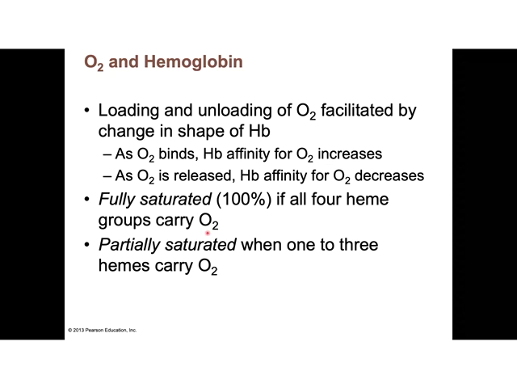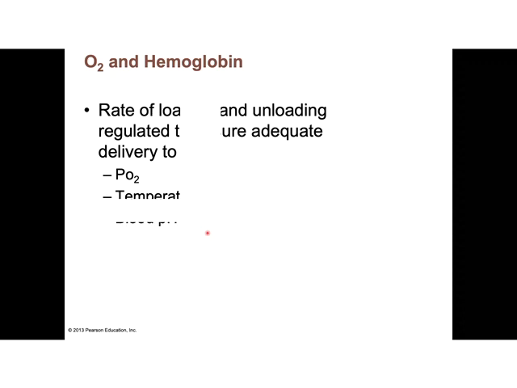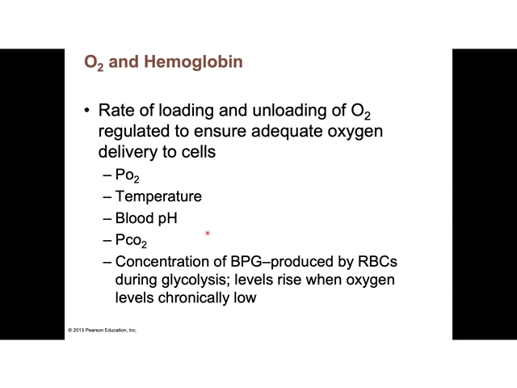Hemoglobin's fully saturated if all 4 heme groups are oxygenated, and partially saturated if that's not the case, when we have 3 or fewer. The rate of loading and unloading of oxygen is regulated by the gradient of oxygen, the temperature of the body, the pH, and the concentration of CO2, as well as the concentration of bisphosphoglycerate, which is generated during glycolysis and rises when oxygen levels are low.